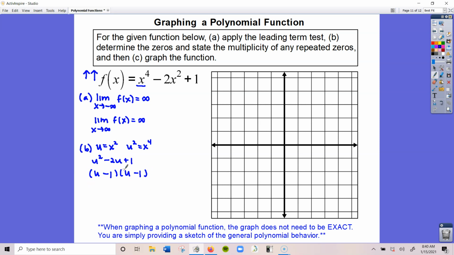So now we're going to replace u back with x squared. So x squared minus 1 and x squared minus 1. Now notice that this is a difference of squares, right? Because x squared is a perfect square and 1 is a perfect square. So we can factor each one of these to be x plus 1 and x minus 1. So we have 2 of each, since both are the same and both are a difference of squares. So to write this in a more precise way, we would say x plus 1 squared and x minus 1 squared.